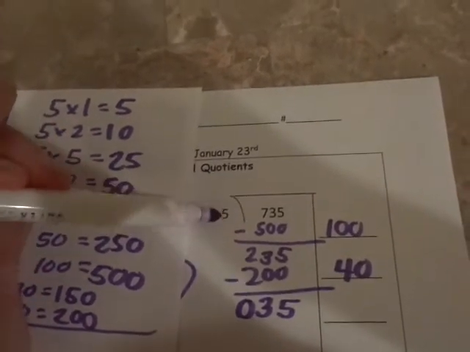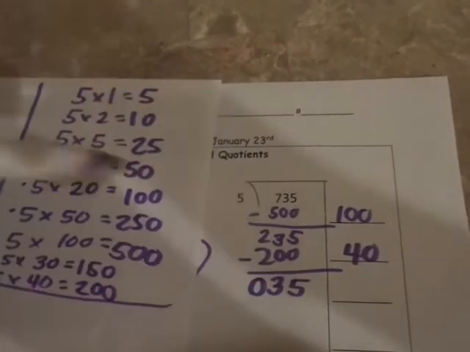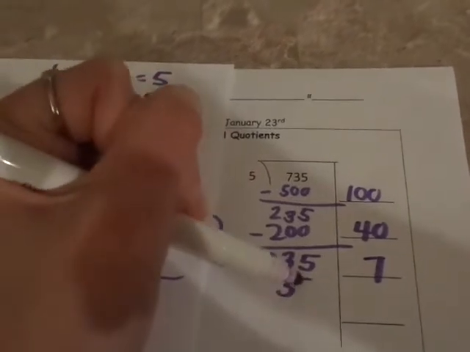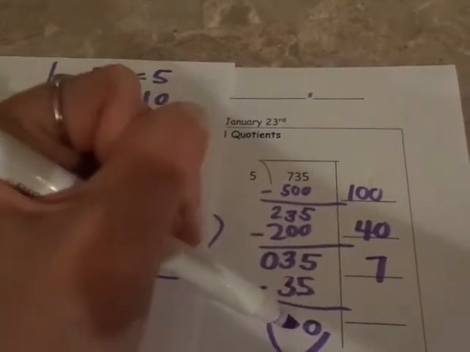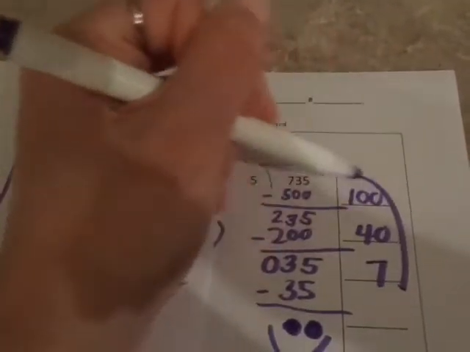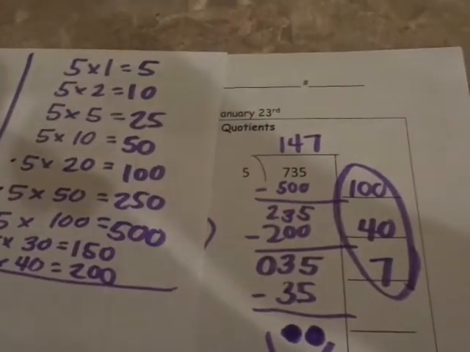Now I should be able to know off the top of my head, how many times can 5 go into 35? Well, if you skip count by 5s, you can get 7. 7 times 5 is 35. And I get down to my happy zeros. Yay! Which means there's no remainder. Add up my sidebar numbers, I get 147. So here's showing it traditionally.